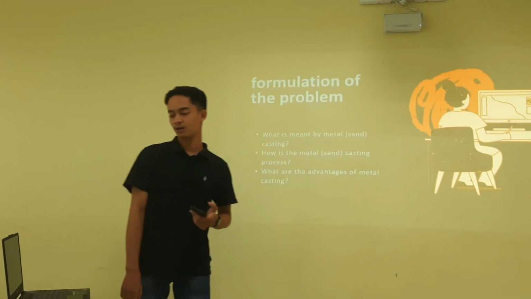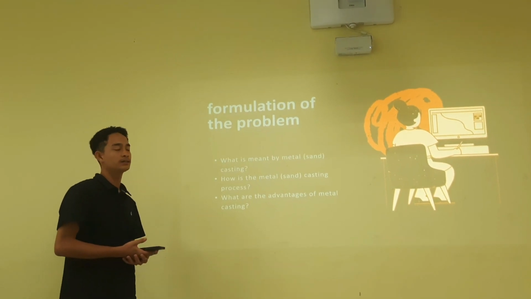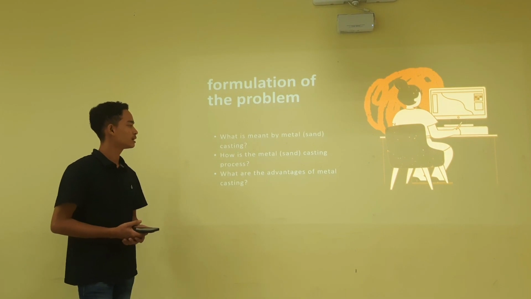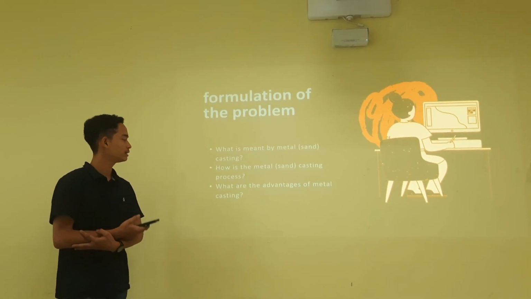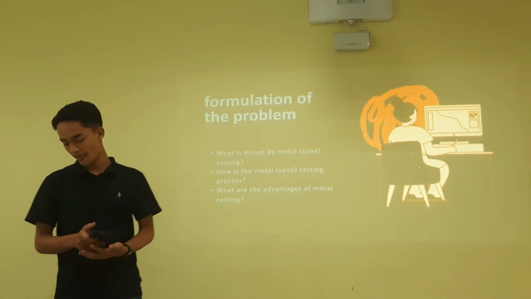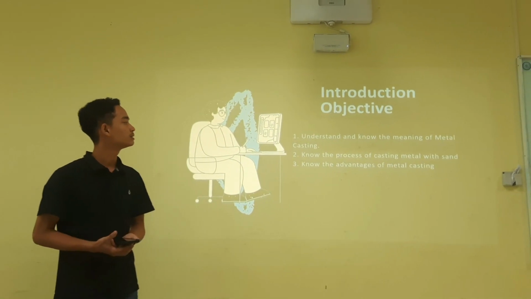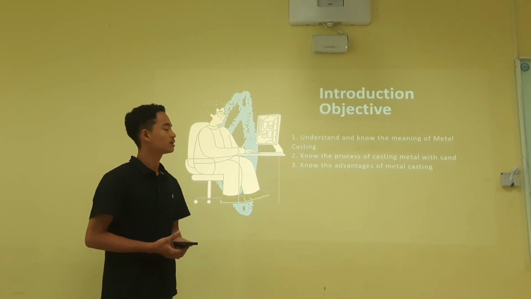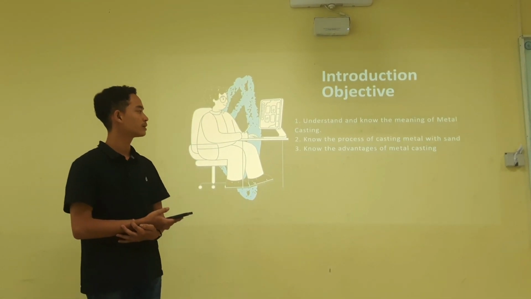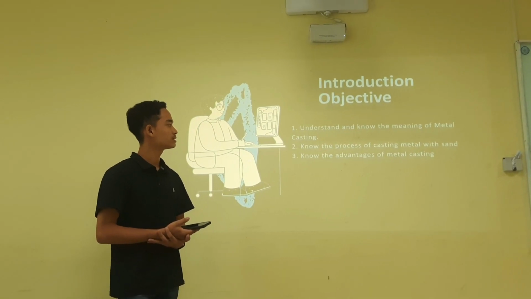Then the formulation of the problem. Number 1, what is meant by metal sand casting? 2, how is the metal sand casting process? And 3, what are the advantages of metal casting? Next, the objectives. Number 1, understand the meaning of metal casting. 2, know the process of casting metal with sand. And 3, know the advantages of metal casting.